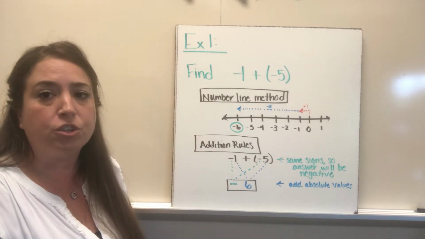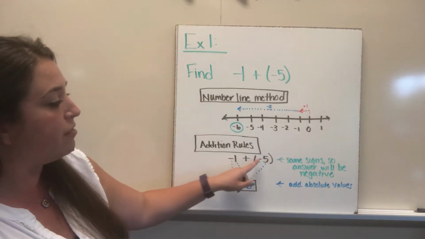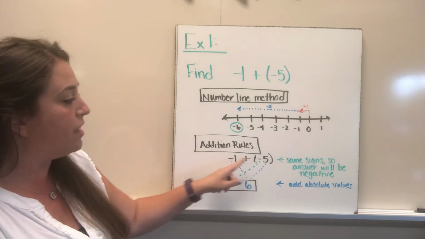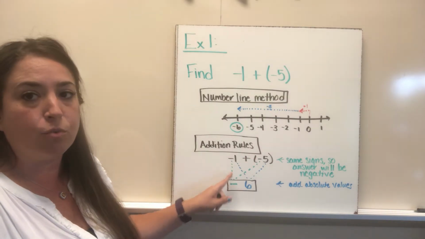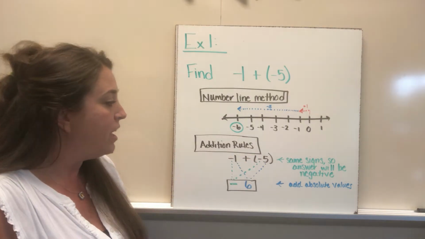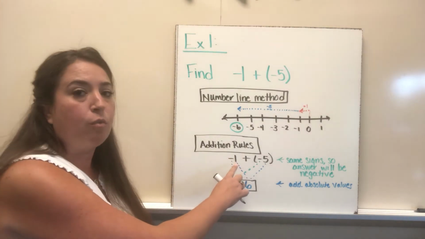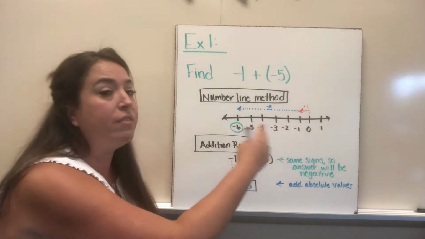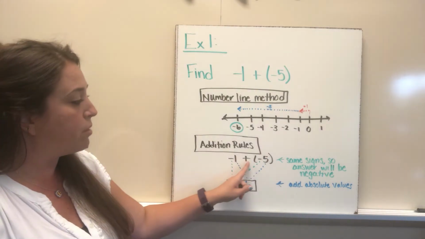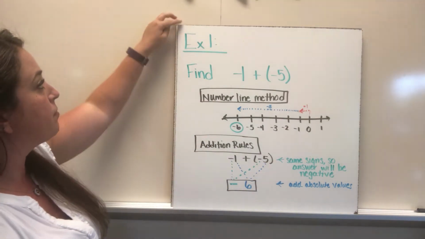If I'm using the addition rules, I'm going to take a look first at my signs. I see that the sign of each integer is negative, so they are the same sign, and my answer will then be negative because your answer is going to be the same as whatever this was. In this case, they're both negative. Then we also add the absolute values of the integers. So the absolute value of -1 is 1, the absolute value of -5 is 5, 1 plus 5 makes 6. So -1 plus -5 is -6, and that's shown through both methods.